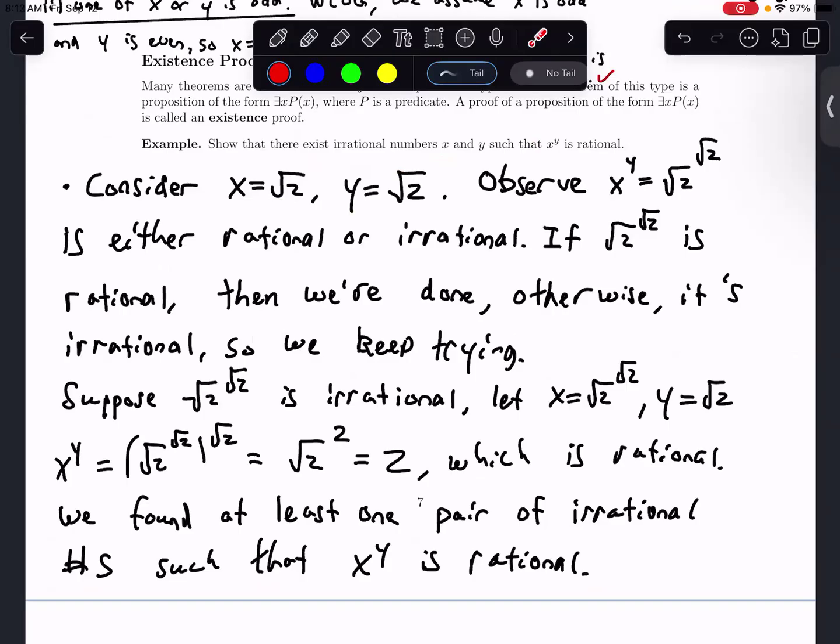We suppose still that the square root of 2 to the power of square root of 2 is irrational. We haven't proved that. That was the point of this part here. We were saying that this is either going to be rational, in which case we would be done with the problem, because then we'd have a rational to the irrational that's rational. Okay, so then we'd be done with the problem. Otherwise, it's going to be irrational.